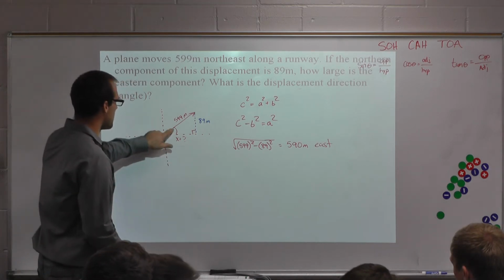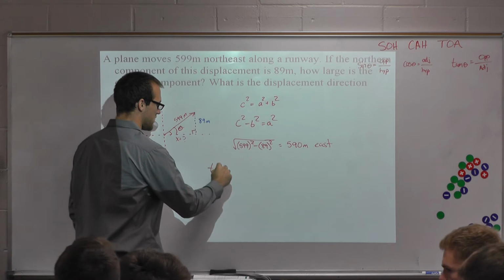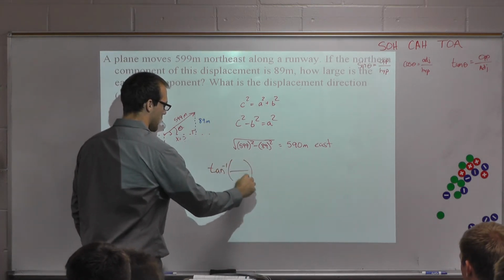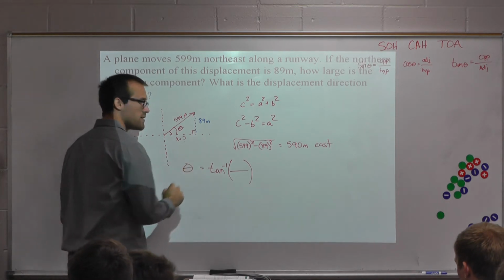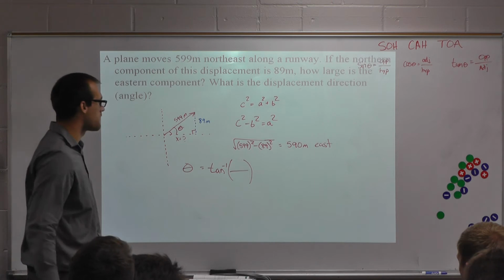Okay, so it wants this angle here. Inverse tangent, right? 599 minus 89. Please stop me if you have questions. Isn't it 592? Yeah, with sig figs it's 590. He drew this and then he made it one.